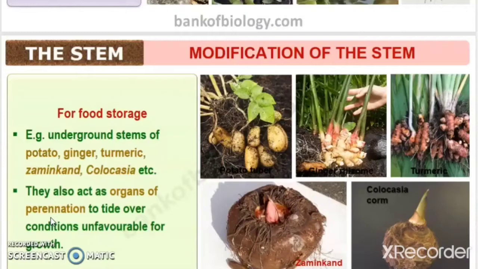After one season, when the next season, the winter season, is over, again they will start growing. Okay, so this organ will act as the organ of perennation to tide over conditions unfavorable for their growth. Once the favorable conditions return, they will start growing using this organ. Okay, so this is about a modification of stem to store food.